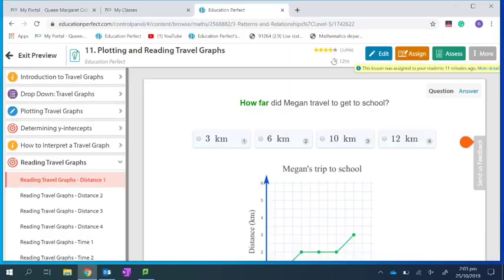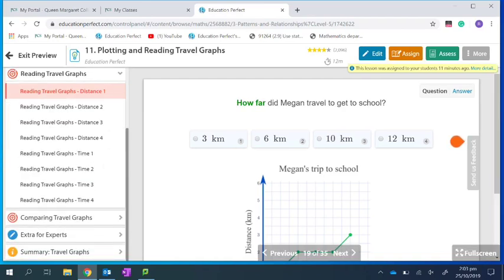All right? So, do you think you can read and plot a travel graph? Pretty darn easy, right? Good deal.